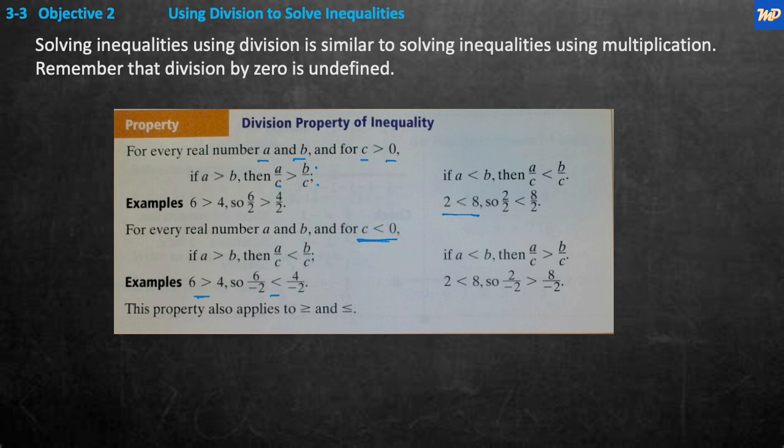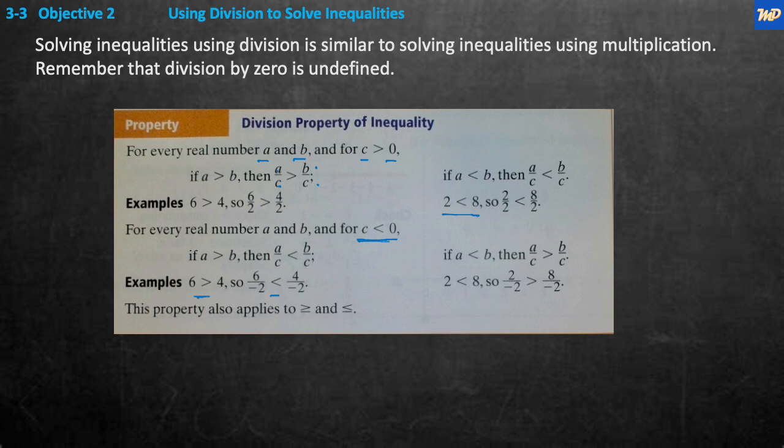It was 6 is greater than 4. So now 6 divided by negative 2 is less than 4 divided by negative 2, which is negative 2. Negative 3 is less than negative 2. This way, 2 is less than 8.